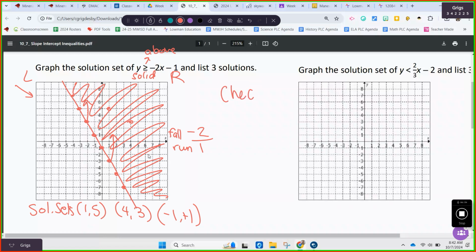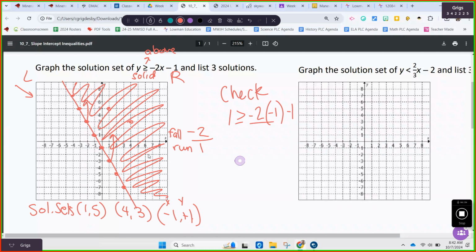Alright, now let's check. Which ordered pair do you want to check with? Xander, pick an ordered pair for me, from the ones we listed. Negative 1, 1. So we're going to label x, y. We're going to plug in 1 is less than or equal to negative 2, parentheses, negative 1 minus 1. All I did is take the ordered pair from the solution set and plug it into my inequality. Now let's solve it down.